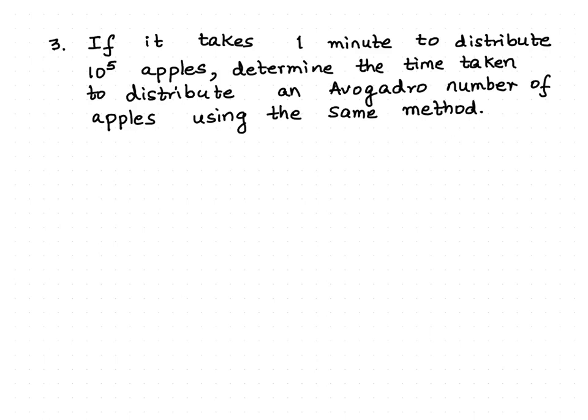So how do I go about this question? As I said, this is a simple unitary method. So number of apples, I've got 2 columns over here. It takes 1 minute to distribute 10 to the power 5 apples. Whatever be the method, determine the time taken to distribute an Avogadro number.